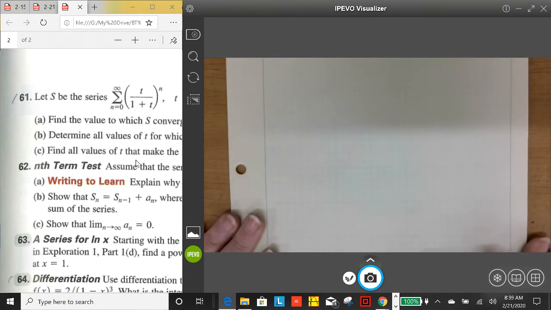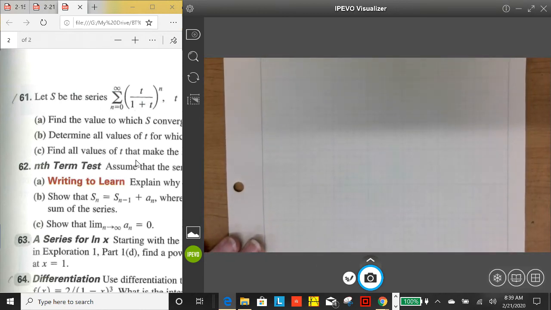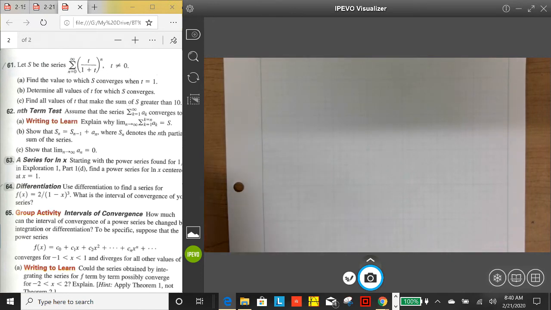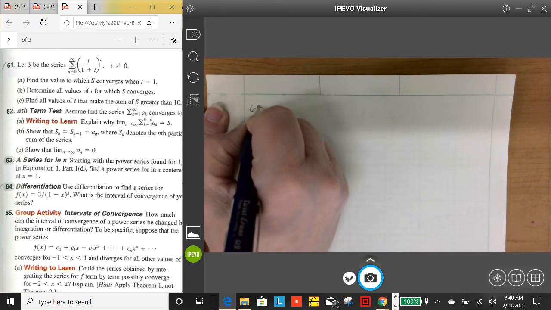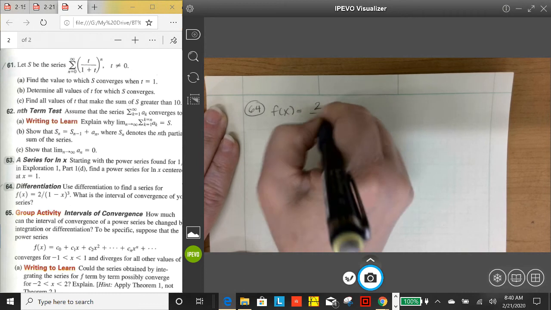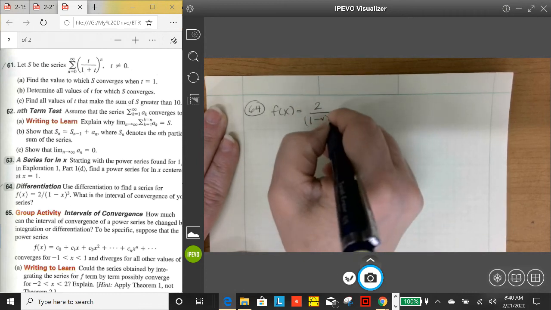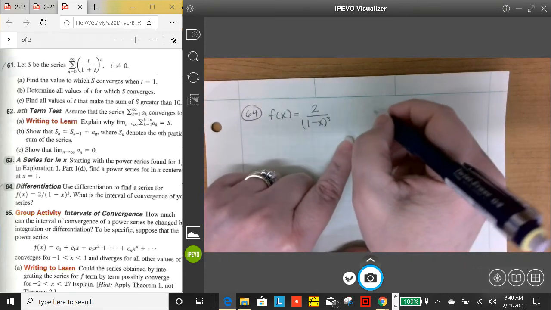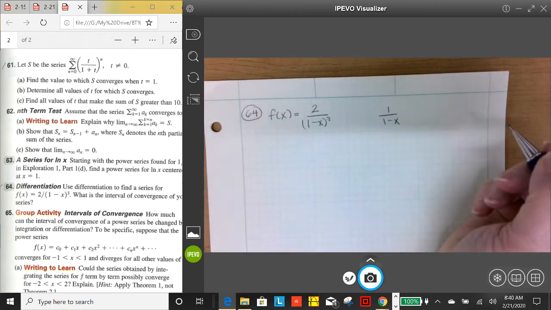All right, moving right along. Number 64. 64 says, if I make this bigger, or smaller I should say, use differentiation to find a series for f of x equals 2 over 1 minus x to the third. Okay. Well, what are the series that we know? Well, we know this one, 1 over 1 minus x. That's the one we know.